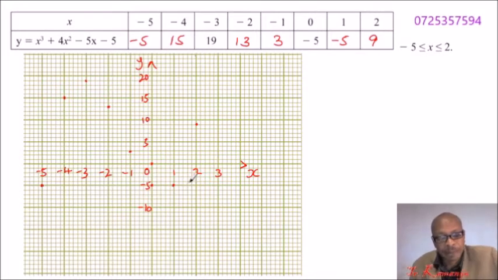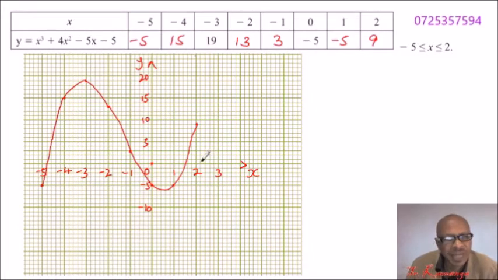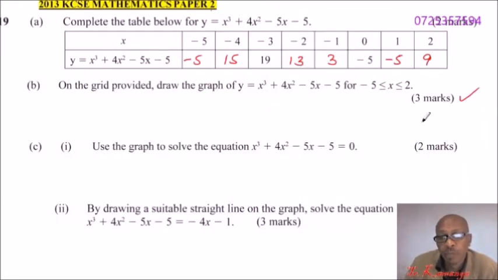So let's do that. When you are joining the points, you use your free hand. Don't use a ruler, and make your graph as smooth as possible so that you get the correct values. So this is the best graph I could come up with. I hope you can get better than that. So once you do this, you'll be able to get 3 marks here. That's how you draw the graph.